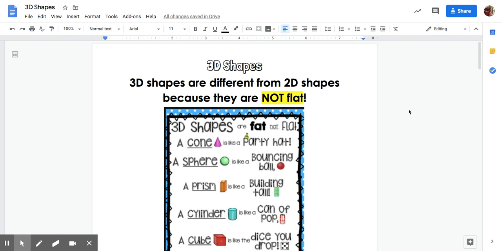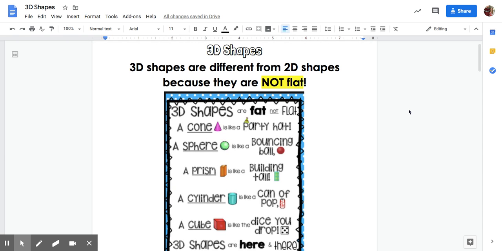Hi, boys and girls. This week in math, we're going to be doing some more with shapes, but this week we're talking about a different type of shape. The shapes we're talking about this week are called 3D. 3D stands for three-dimensional. Last week we learned about two-dimensional shapes or flat shapes. This week our shapes are three-dimensional and they are not flat.